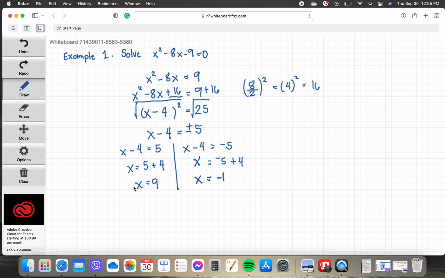So, now we already have the solutions of this quadratic equation through completing the square. So, the answer will be x is equal to 9 and x is equal to negative 1.